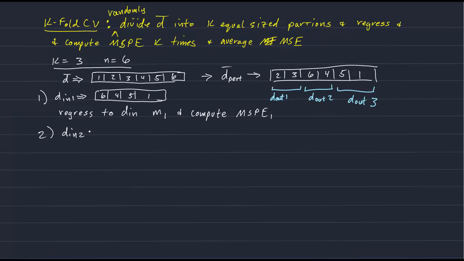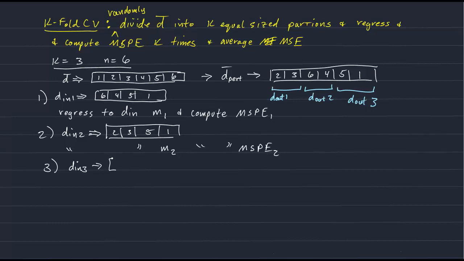So this would be D in 1, this is D in 2, which is 2, 3, 5, and 1. That's the part that's remaining after we remove D out 2. And we regress to D in. We find the second set of model coefficients with this new training data set, and then we compute MSPE2. And then we do that one more time for D out 3. And this time D in 3 is 2, 3, 6, and 4. And we regress to that data set to compute our third set of model coefficients, and we compute MSPE3.